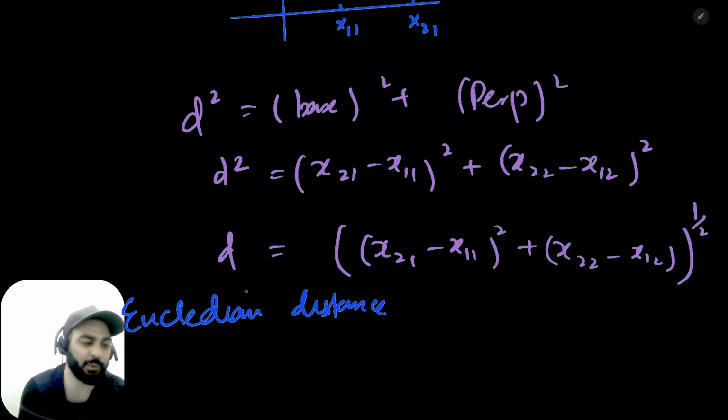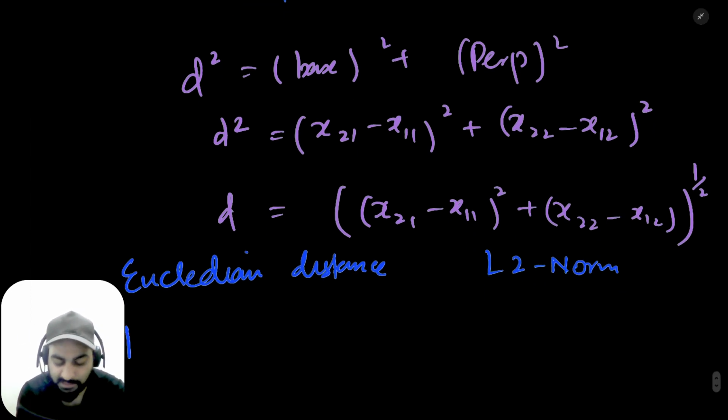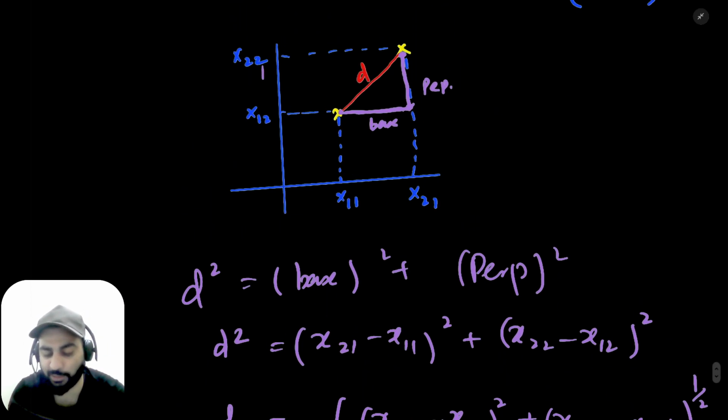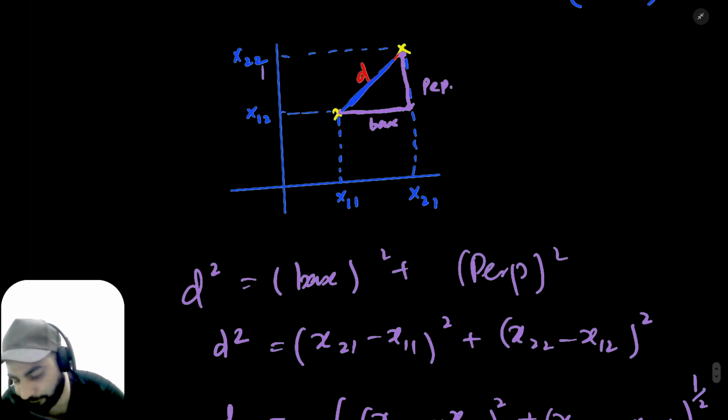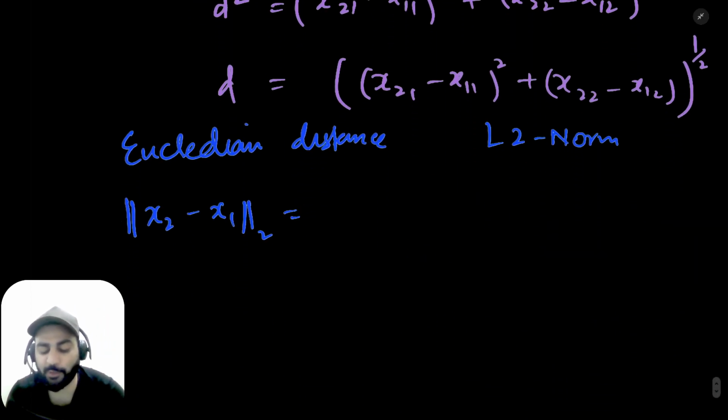What is this called? This is called Euclidean distance, or this is called the L2 norm. You might have seen it sometimes written like this: the second point minus the first point, with subscript 2. This is called the L2 norm, because a norm is calculated for a vector. This line over here is a vector, and for vectors its norm is calculated. So what is this equal to? I can write it simply.